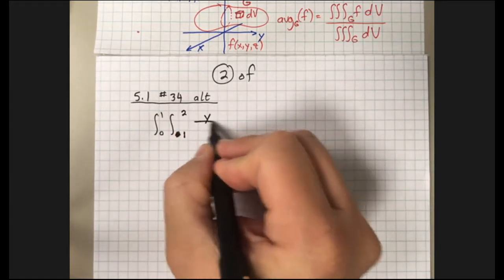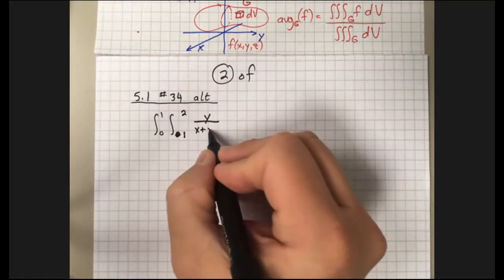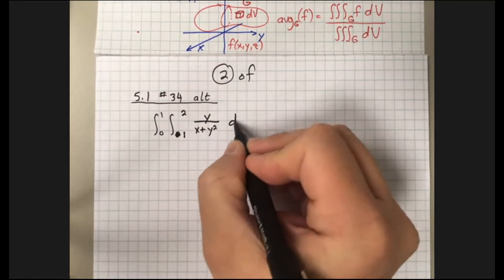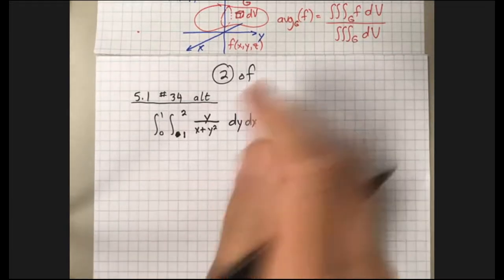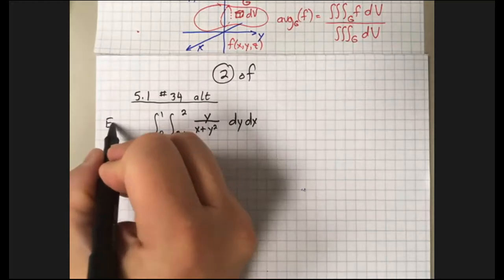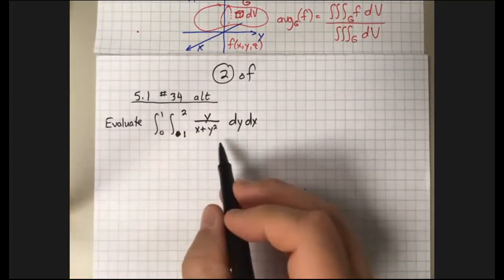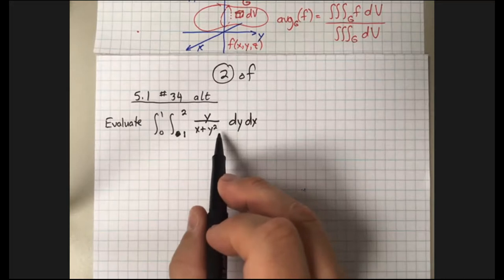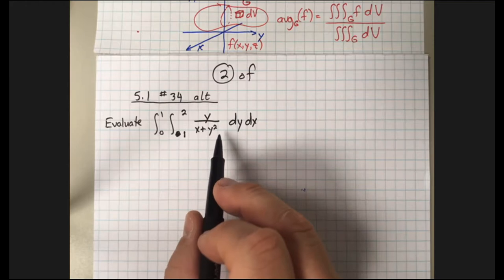And it's y over x plus y squared, ui dx. So what do you do when you need to evaluate an integral like this? Well, it's not hard to understand what someone's asking. And in fact, I could even draw this object in Mathematica, as we will in a second.